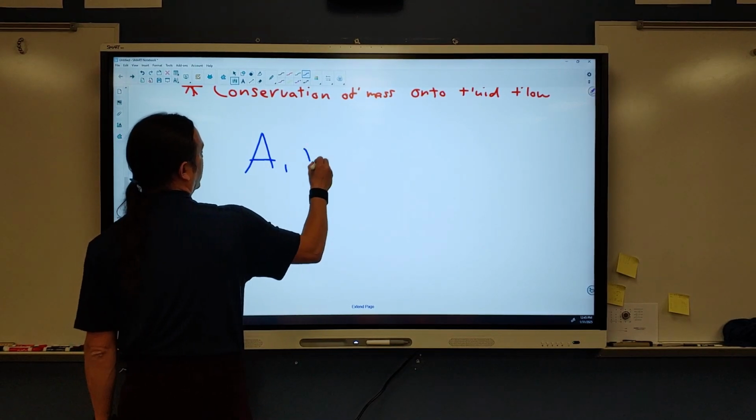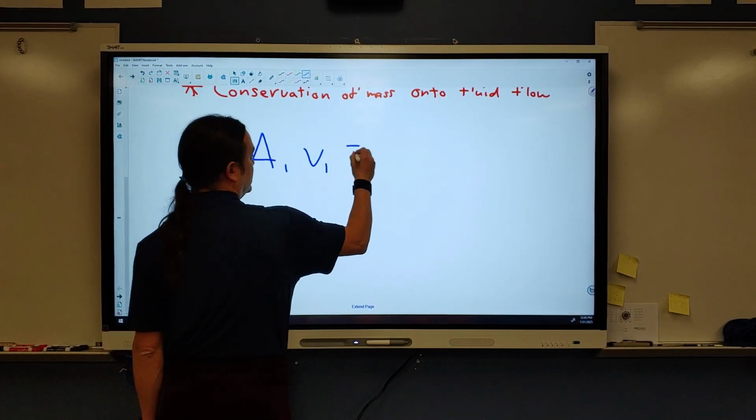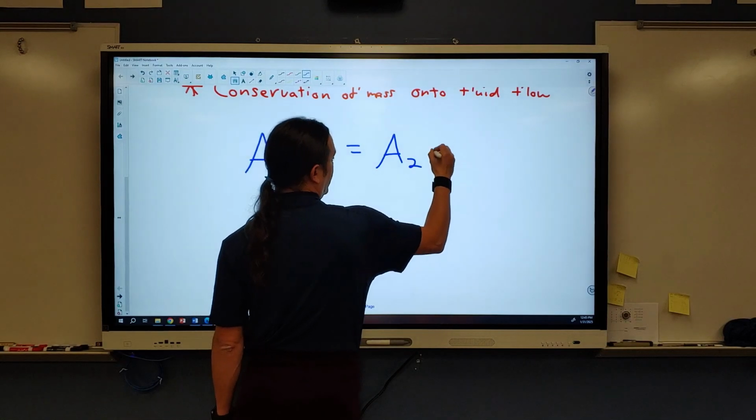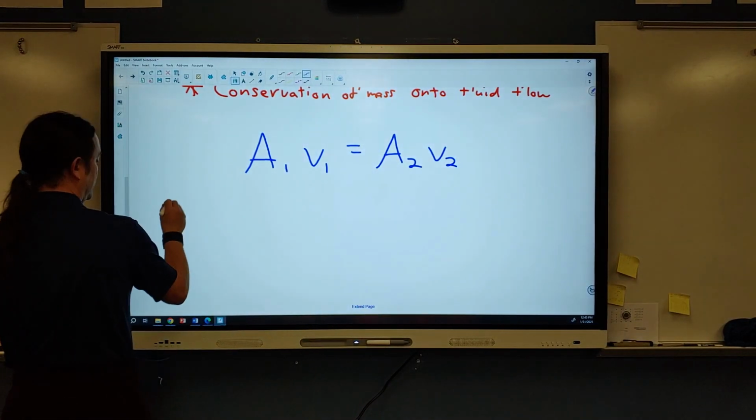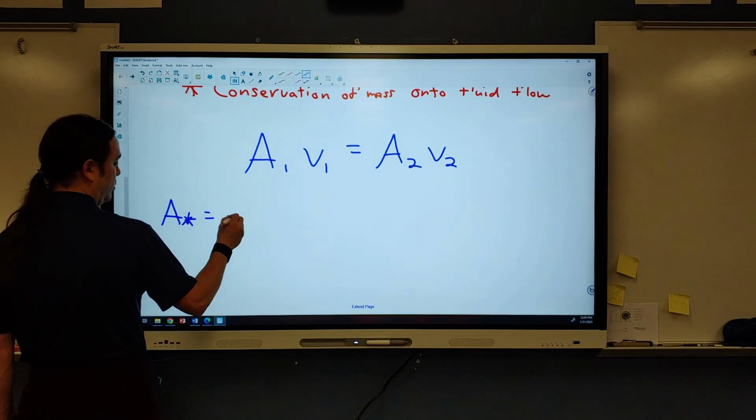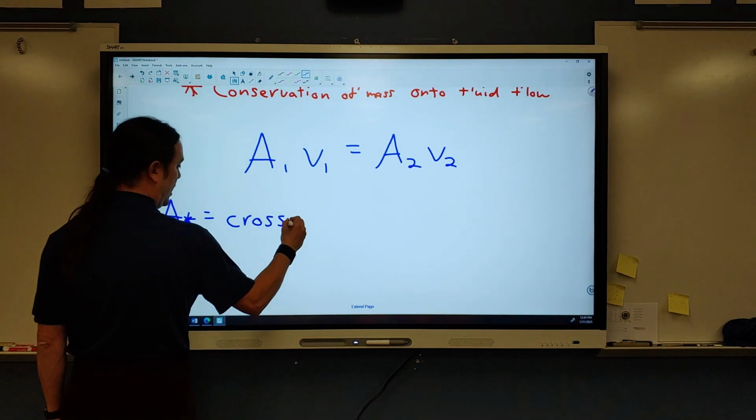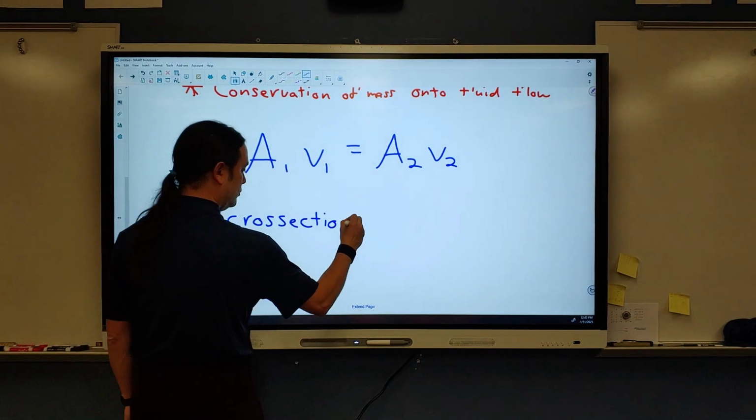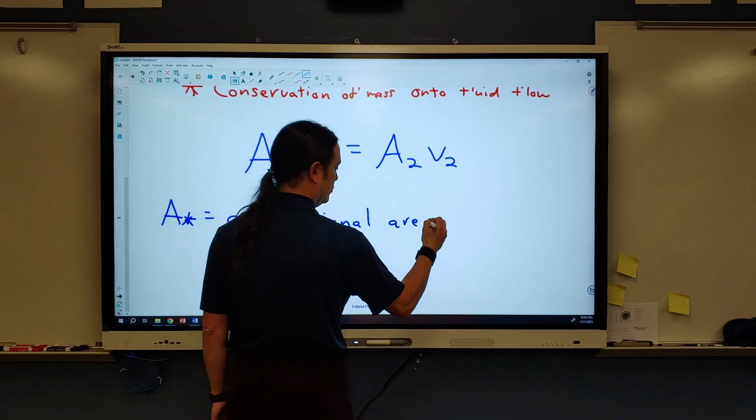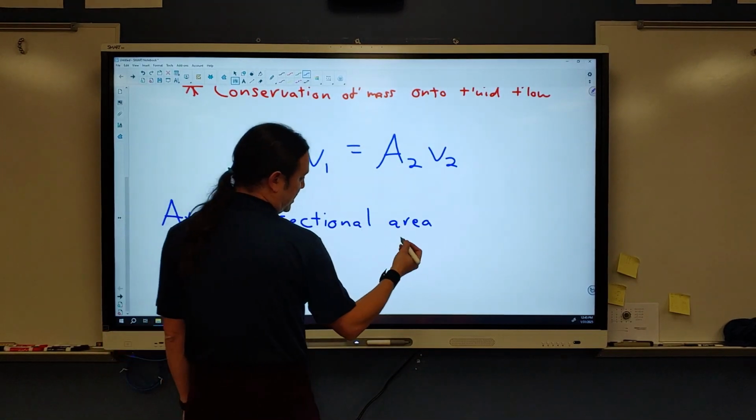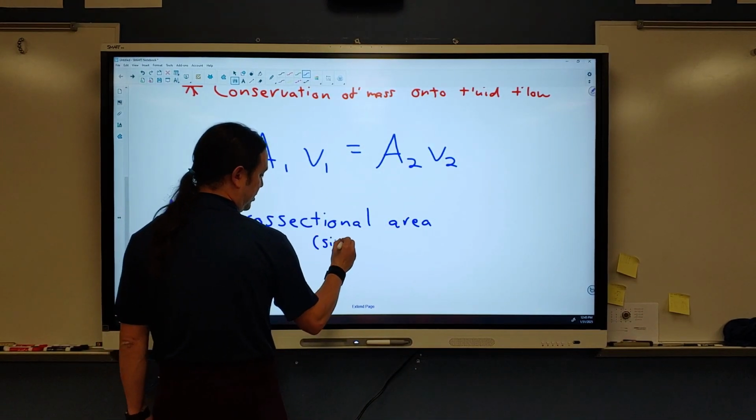It is area 1 times speed 1 is equal to area 2 times speed 2. Now in this case, we've got area, A, is going to be the cross-sectional area. Basically, size of pipe.